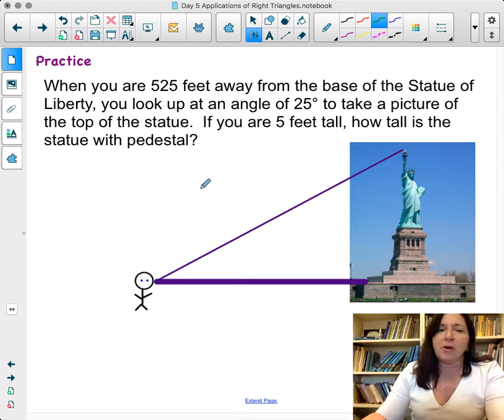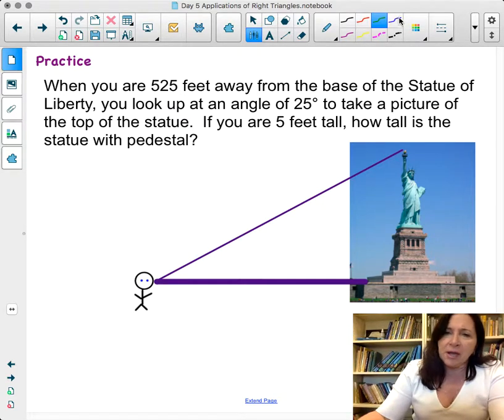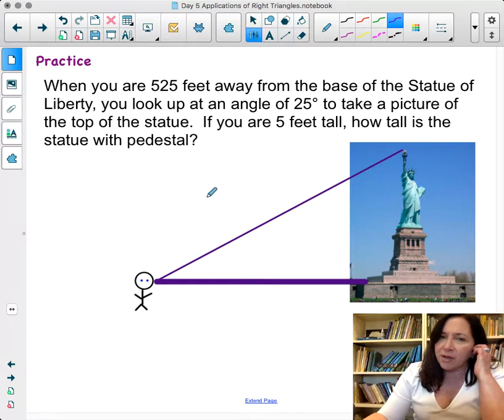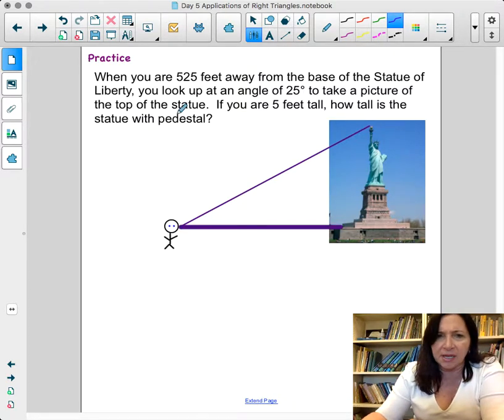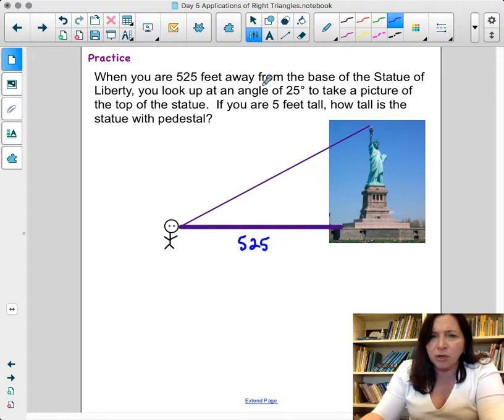So here we go. We're going to start off with this question. It says, when you are 525 feet away from the base of the Statue of Liberty, you look up at an angle of 25 degrees, and take a picture.